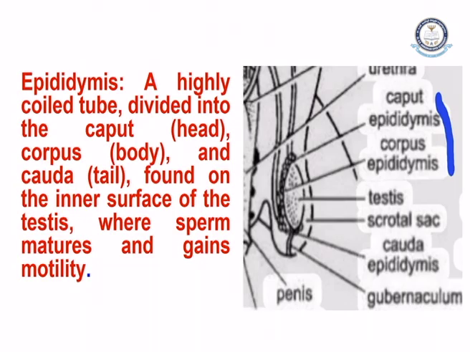And the third important organ of the male reproductive system is the epididymis. This is highly coiled and it is divided into the head, body and the tail. The scientific terminology: the first region is the caput, which is the head, and the corpus is the body, and then the last one is the cauda or the tail. These three important regions are in the epididymis, and these are found on the inner surface of the testis, where sperm matures and gains motility.